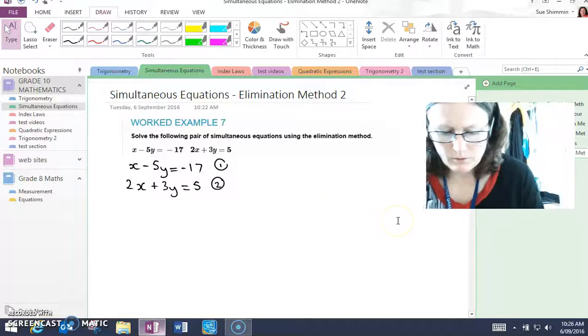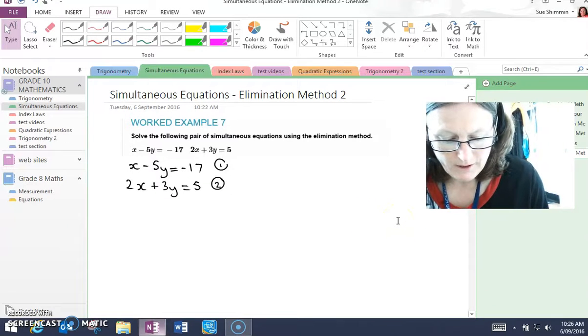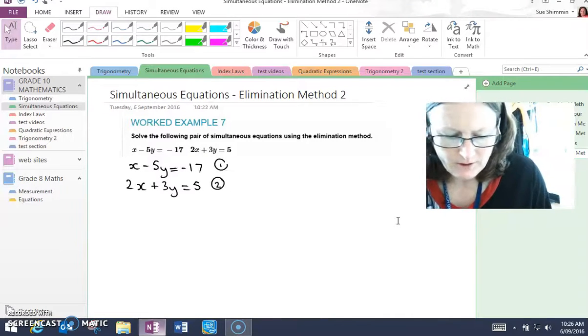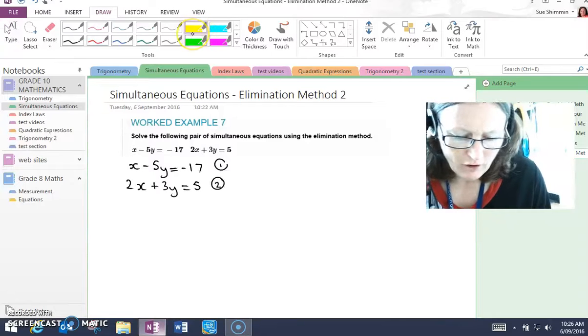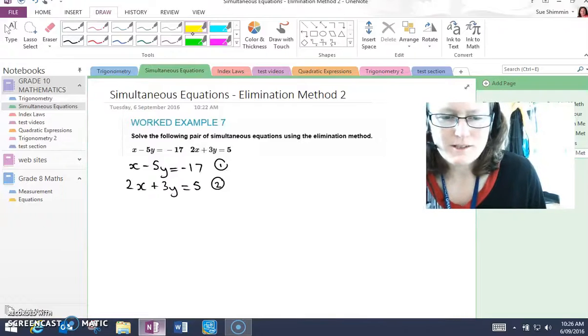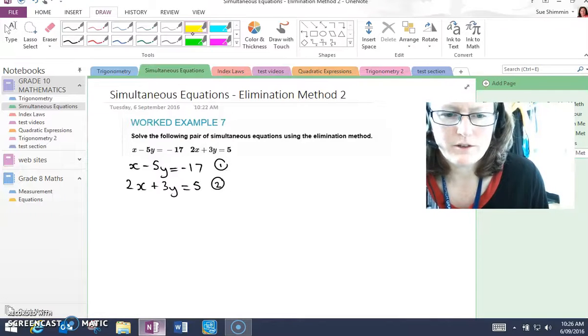Okay, going to do a couple more elimination method problems. So I've rewritten the two simultaneous equations out and labelled them number 1 and 2. Now, I can't highlight anything. Neither of the pronumerals has the same coefficient, so it's not as easy as the last example in the previous video, which was worked example 6.